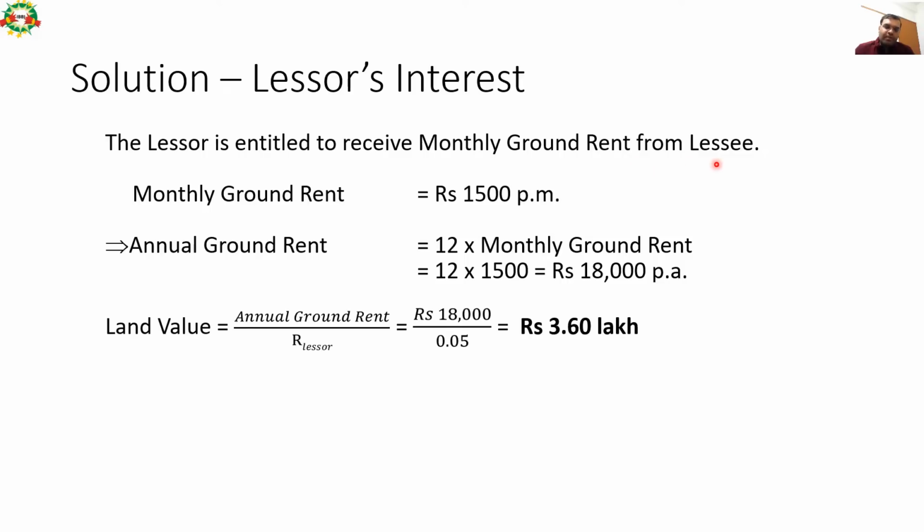So lessor, if you remember in the last session, we had discussed what are the rights which can be valued for lessor and what are the rights which can be valued for lessee also. So in this case, the lessor is entitled to receive the monthly ground rent of 1500 rupees per month, and that means annual ground rent of 12 into 1500, it is 18,000 rupees per annum. Since the lease is perpetual, the land value for the lessor is annual ground rent divided by capitalization rate for lessor or yield for lessor, which is 5%. So 18,000 divided by 0.05 equals 3,60,000 rupees. So this is the value of lessor interest in the property.